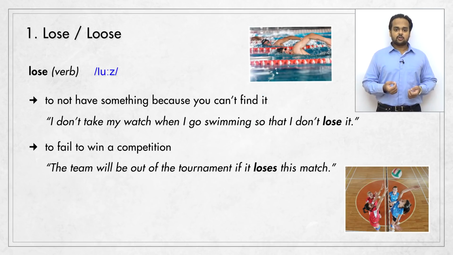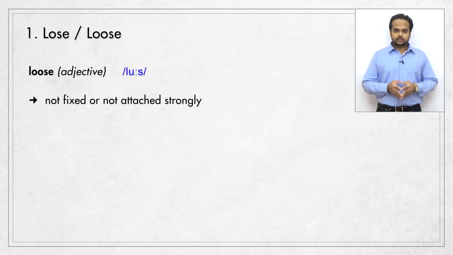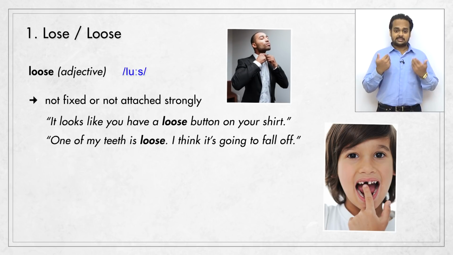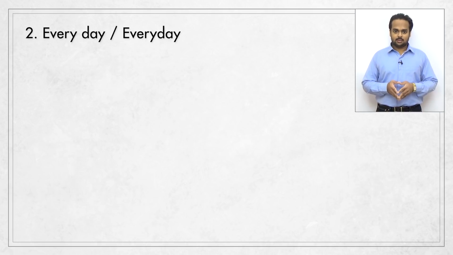Another meaning is to fail to win a competition, as in the team will be out of the tournament if it loses this match. Loose with 2 O's is an adjective that means not fixed or not attached strongly. For example, it looks like you have a loose button on your shirt. Here, the last sound is s, loose. One of my teeth is loose. I think it's going to fall off. To recap the pronunciation, lose has a z sound at the end and loose has a s sound at the end. Lose, loose.